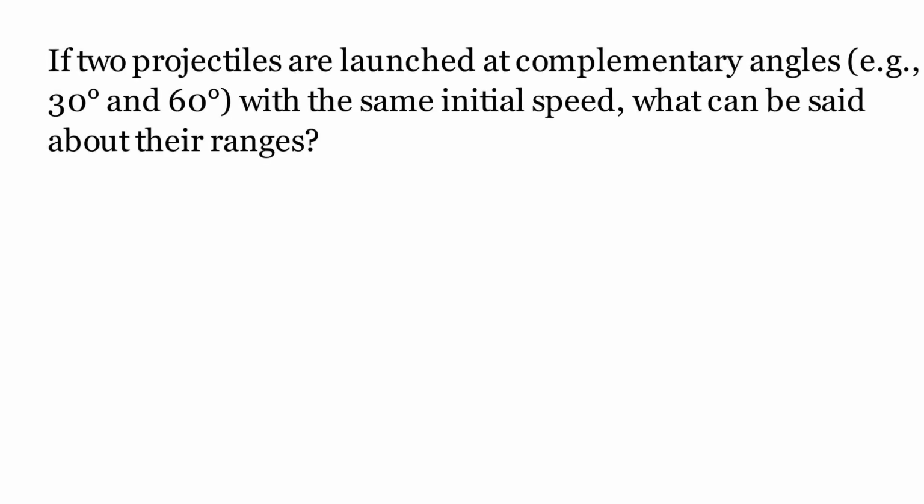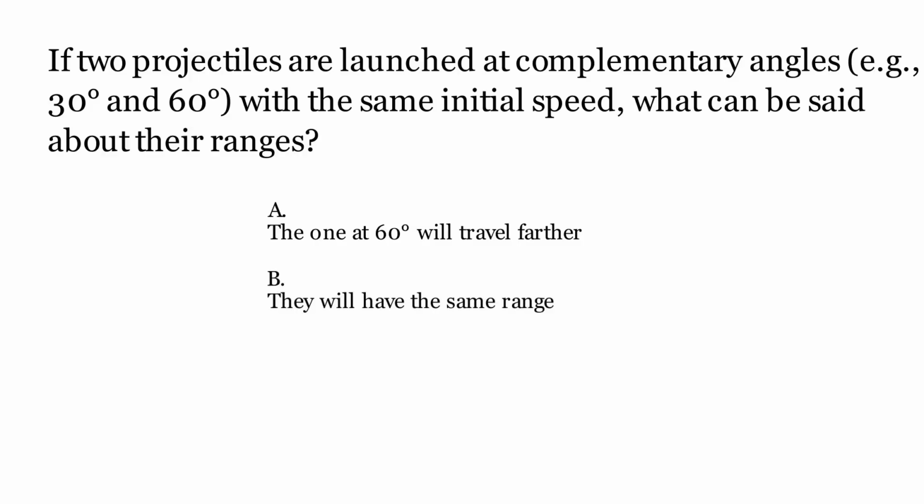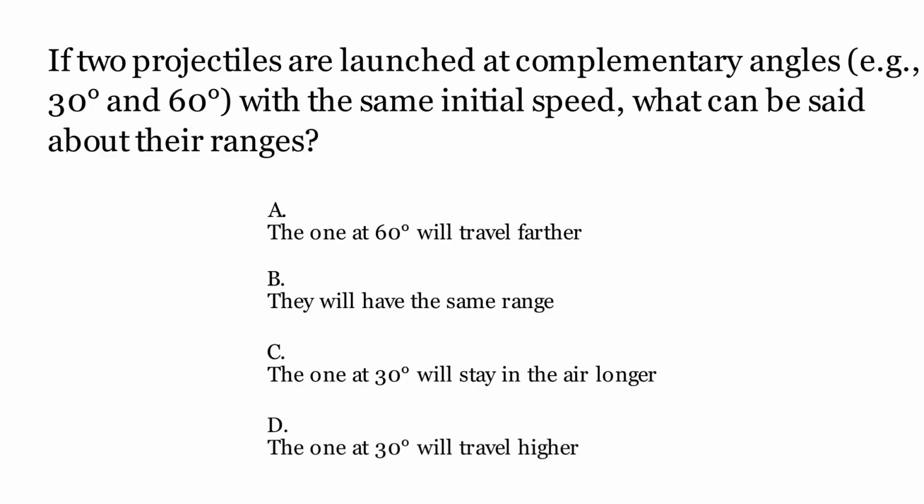If two projectiles are launched at complementary angles, e.g., 30 degrees and 60 degrees, with the same initial speed, what can be said about their ranges? Letter A. The one at 60 degrees will travel farther. Letter B. They will have the same range. Letter C. The one at 30 degrees will stay in the air longer. Letter D. The one at 30 degrees will travel higher.